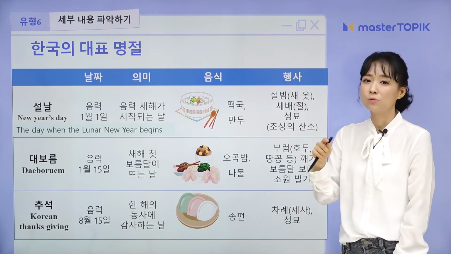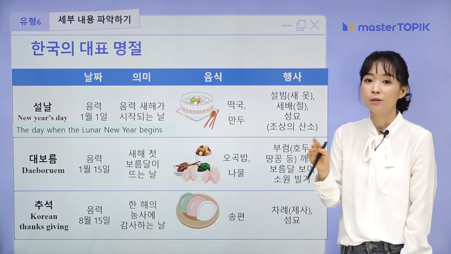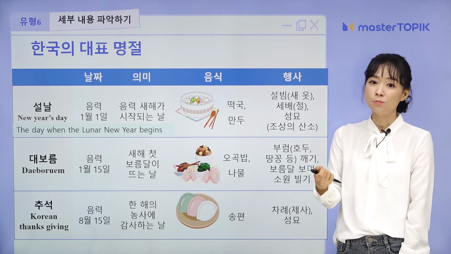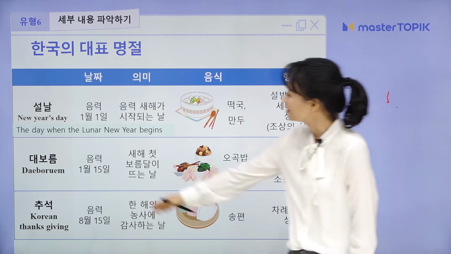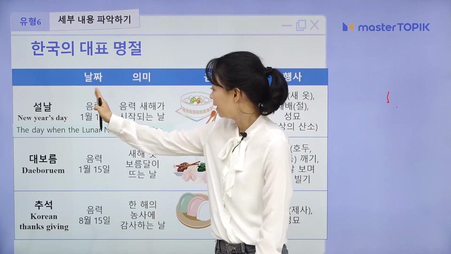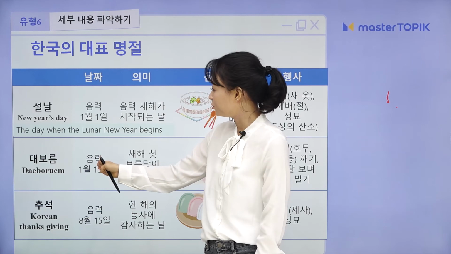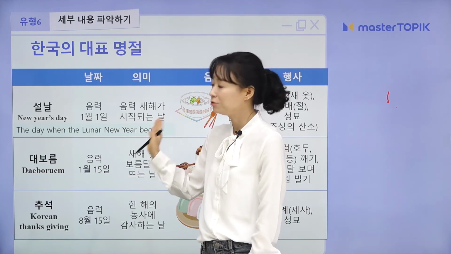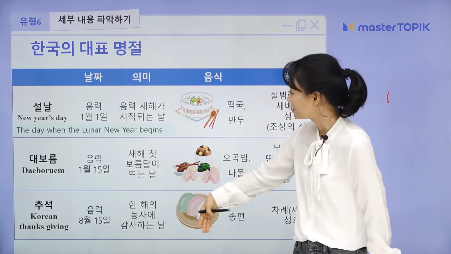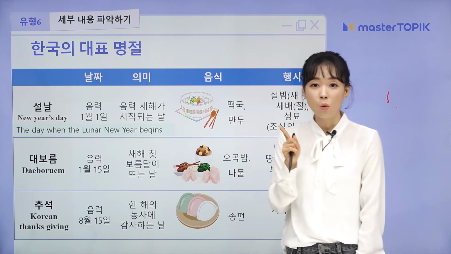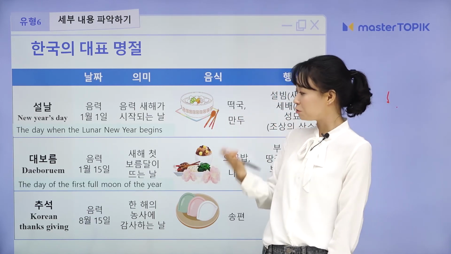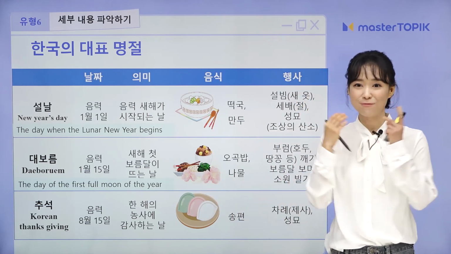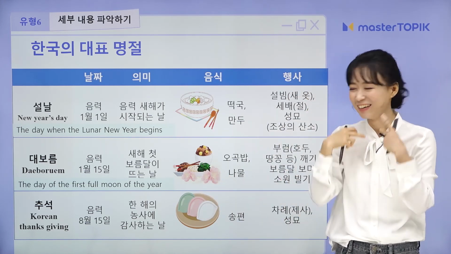성묘. So 조상의 산소. So we visit the tomb of our ancestor. And 대보름 is on January 15th of lunar calendar and it means 새해 첫 보름달이 뜨는 날. The day of the first full moon of the year. Full moon, like my face.